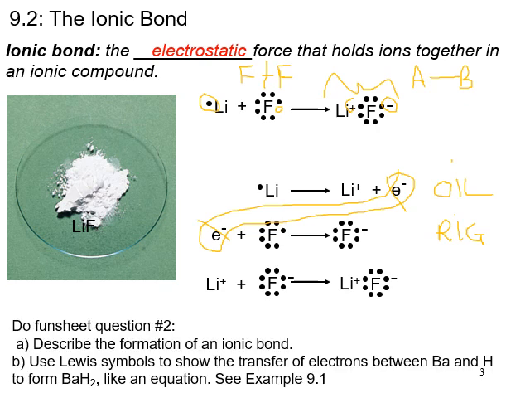Now try fun sheet question number 2, which is asking you to describe the formation of an ionic bond in words. How would you narratively tell someone about that? So in your discussion post, type in your own words what the formation of an ionic bond means to you. Then for part B, use Lewis symbols to show the transfer of electrons, like we did up here. And you can even use arrows to show the transfer of electrons between barium and hydrogen to form barium hydride, like an equation, just like you saw in this slide.